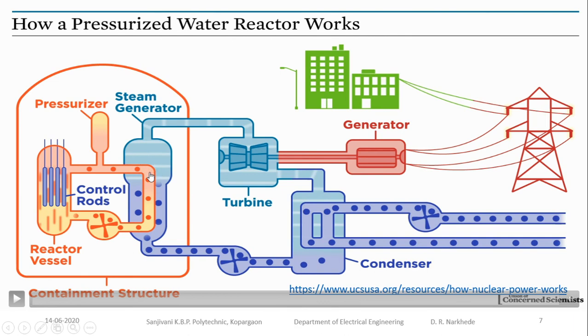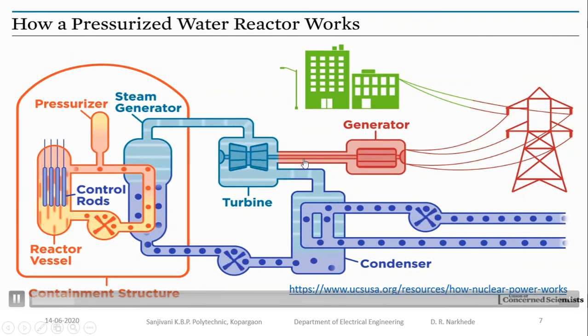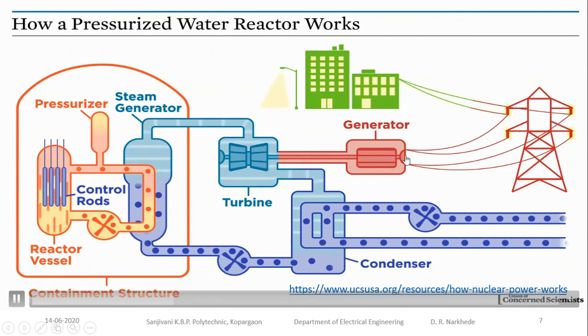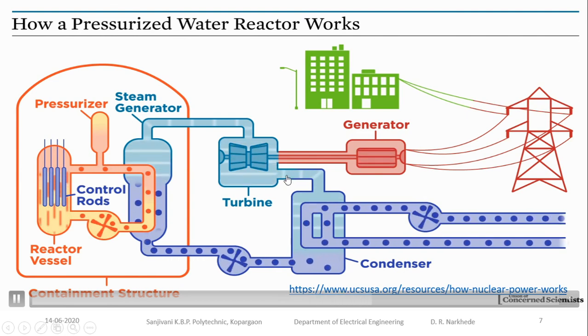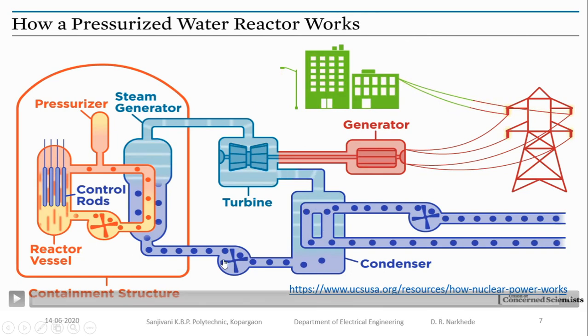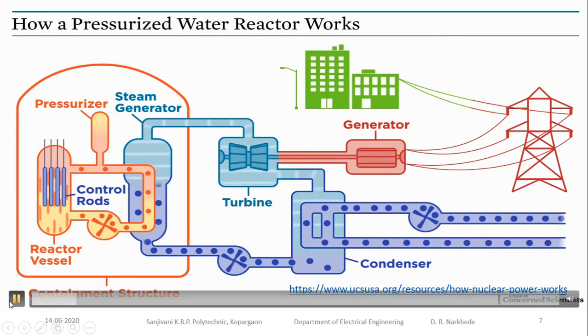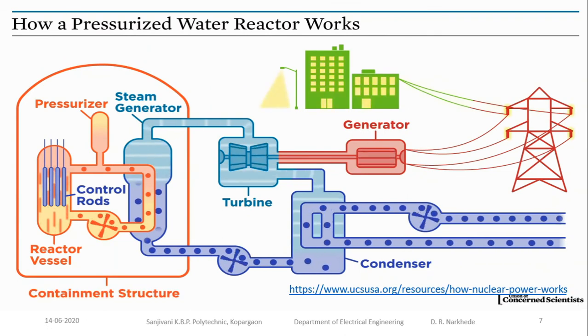That water will extract the heat in the heat exchanger from this system, and that temperature is nearly 250 to 270 degrees centigrade. That steam goes into the turbine and rotates it. When the turbine rotates, the connected alternator also rotates, which generates the electricity. After completion of the work in the turbine, the steam comes to the condenser where it is condensed, and again it goes to the heat exchanger. So this process continues. This is the basic working of pressurized water reactors.